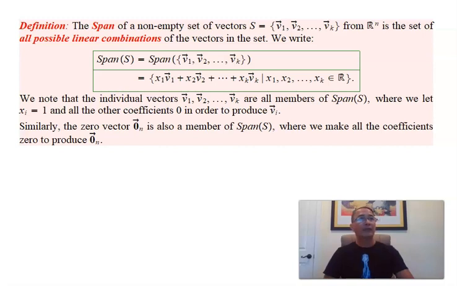Because we can let one coefficient be 1 and everyone else be 0, we will just get v1 or v2 individually. And so v1 through vk are all automatically members of the span of S. Now, if all the coefficients are 0, then of course that linear combination is also 0. Therefore, the 0 vector is also a member of the span of any set of vectors.